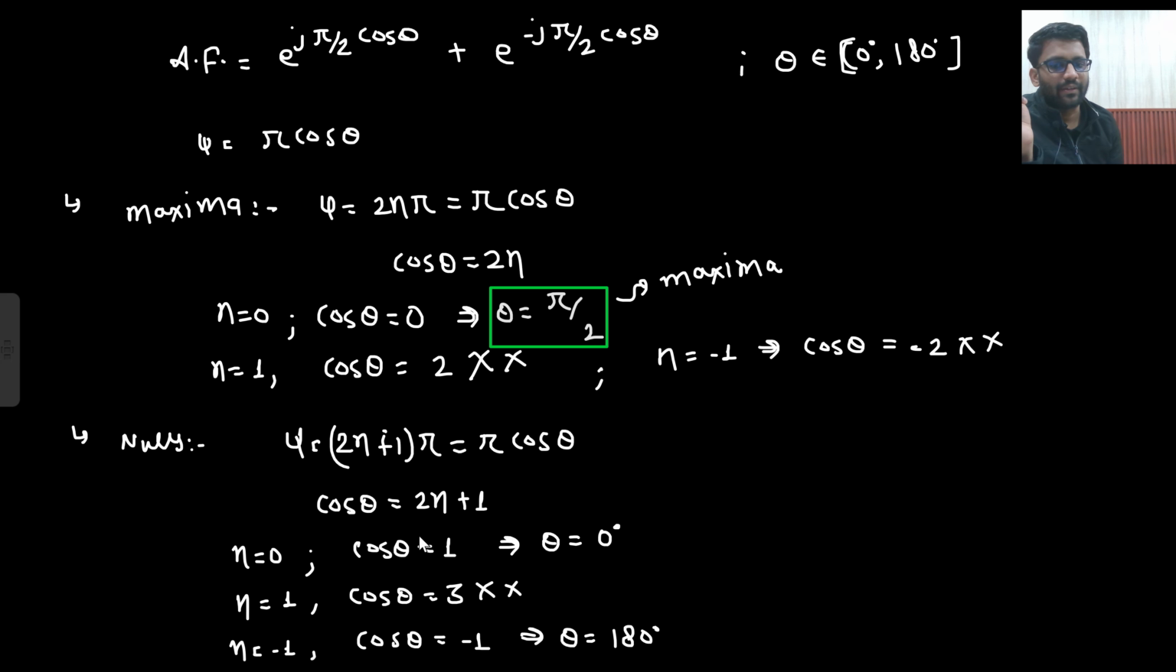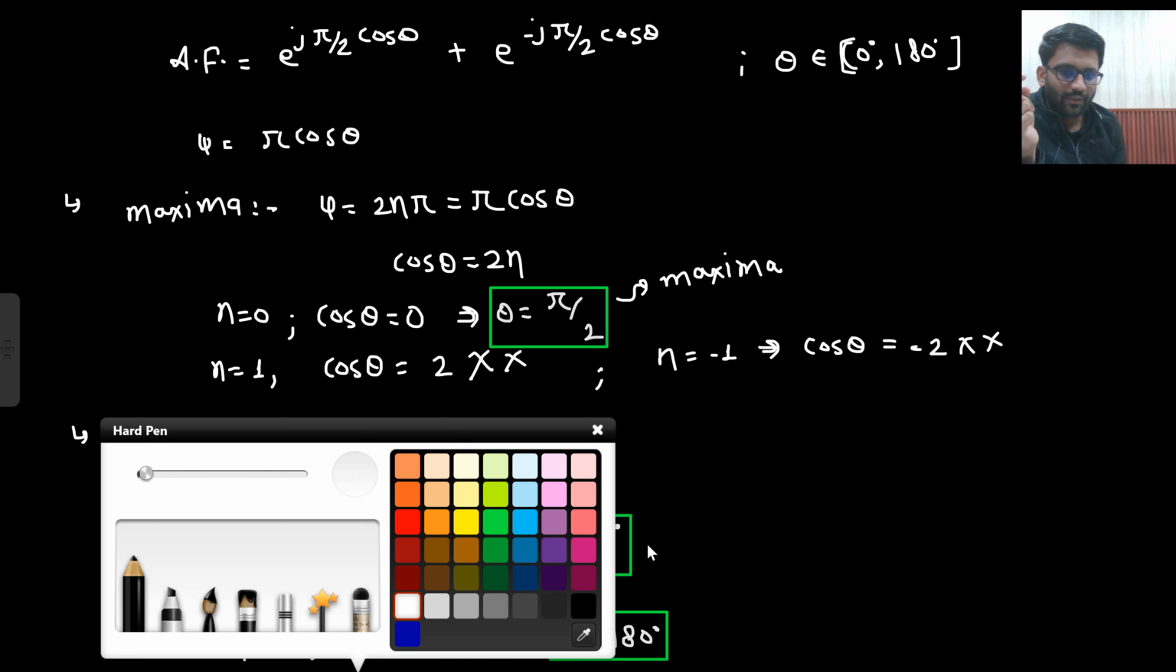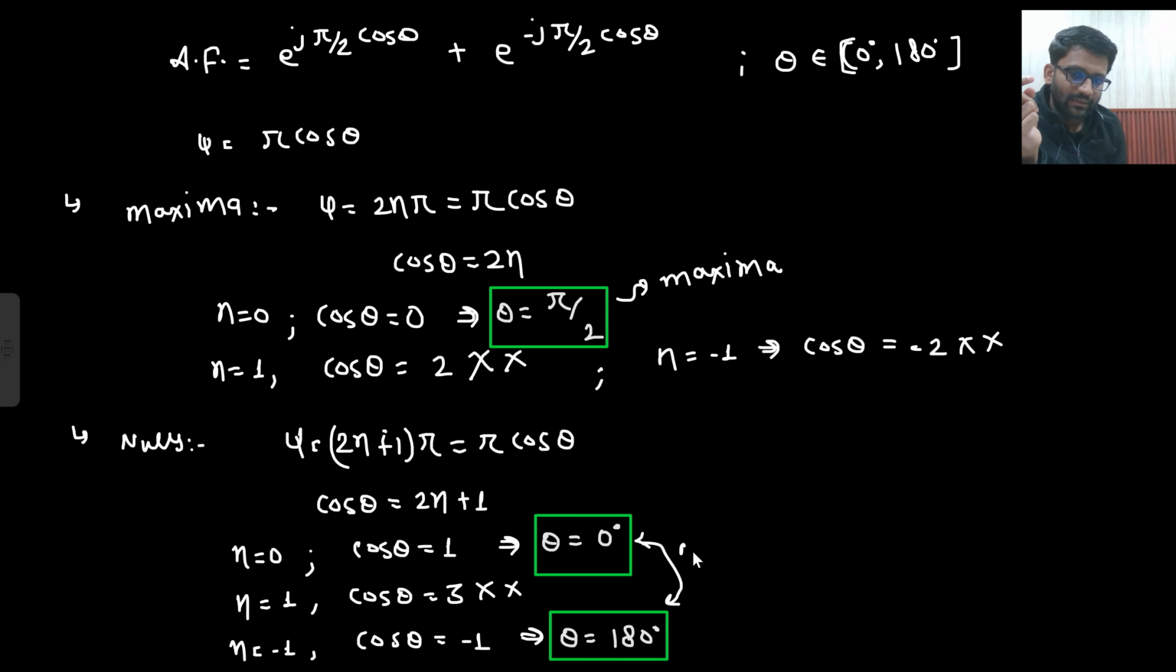180 degree is acceptable. Can you put n equals plus 2? No, cos theta will be 5, not acceptable. Can you put n equals minus 2? No, cos theta will be minus 3, that is also not acceptable. So these are the positions of nulls. We have got the position of nulls. Let's find the half power.